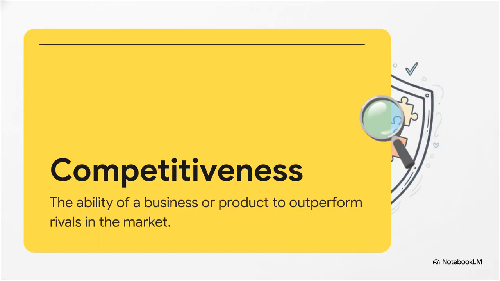All this deep interconnectedness ultimately leads us to the final outcome of all this planning and cross-functional teamwork. Let's ground this with the precise AQA definition so we're absolutely clear. Competitiveness is the ability of a business or product to outperform rivals in the market. Whether you're using a low-cost strategy or offering a highly differentiated product, the core goal of your marketing planning is always to give your business an undeniable, sustainable edge over the competition.